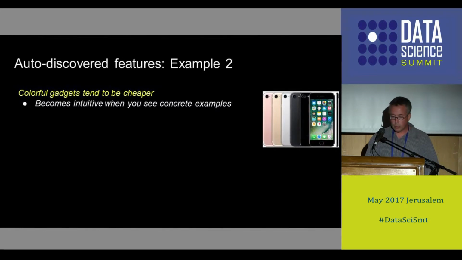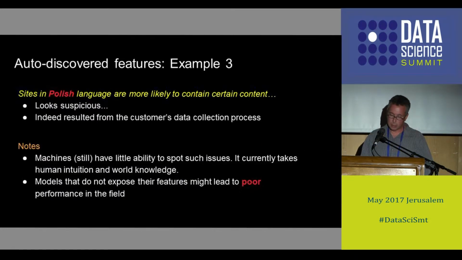Here is a more intuitive feature from a different project. It says that colorful gadgets tend to be cheaper. And again, it was found by text analysis. It's not something direct on the data set. It looks a bit surprising at first glance, but once you see a few examples, it becomes clear that the population that such gadgets are meant for is of a certain kind.